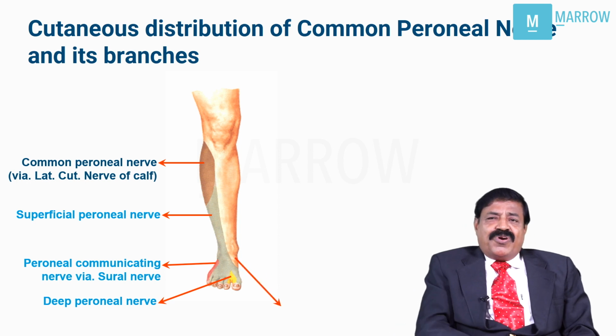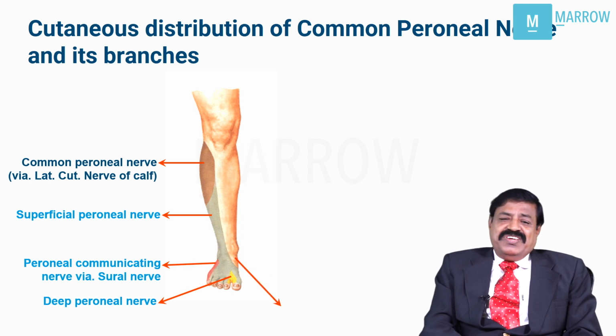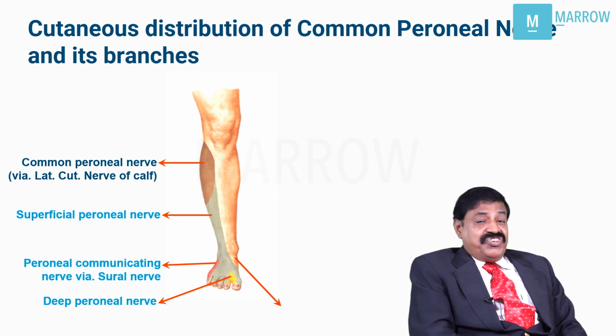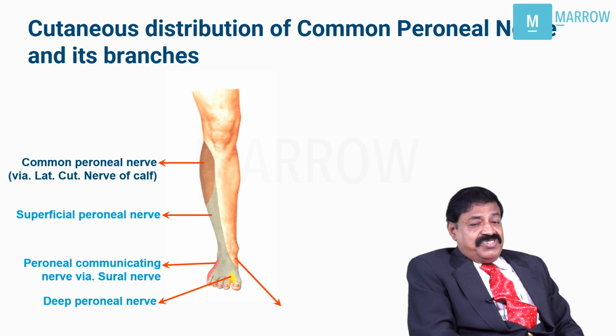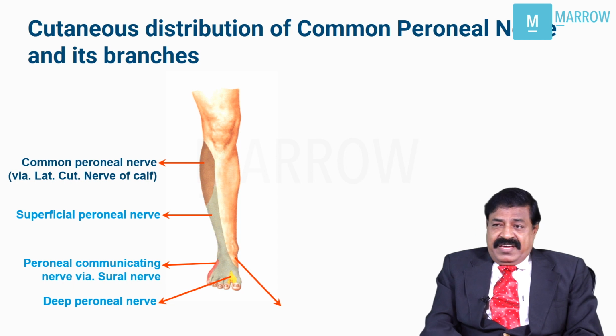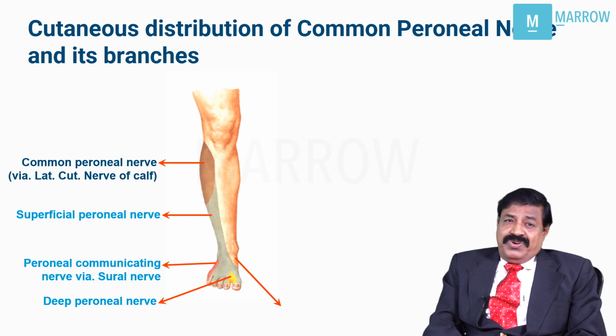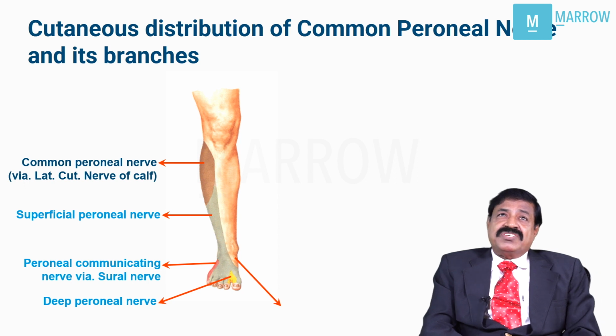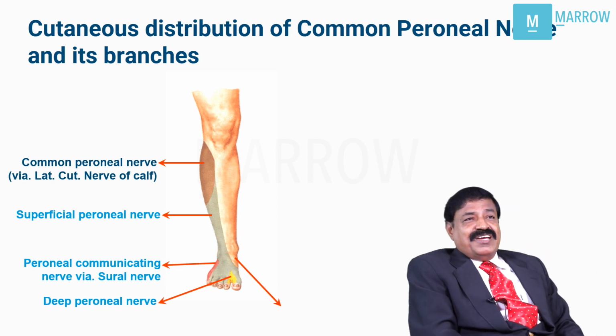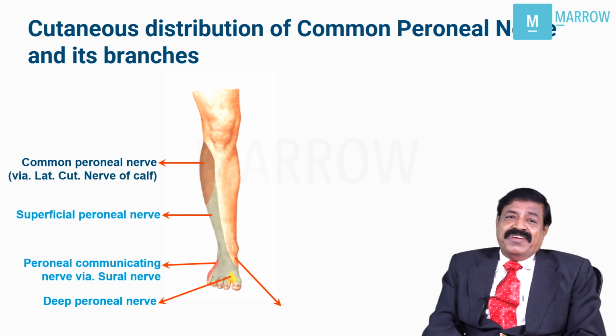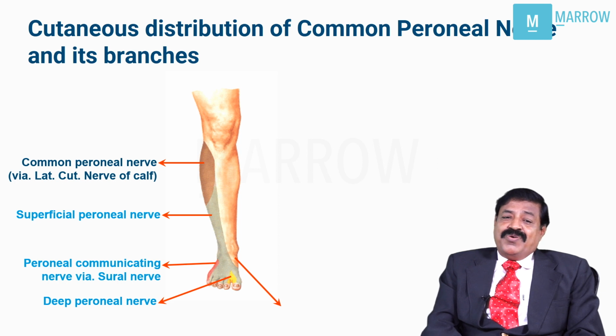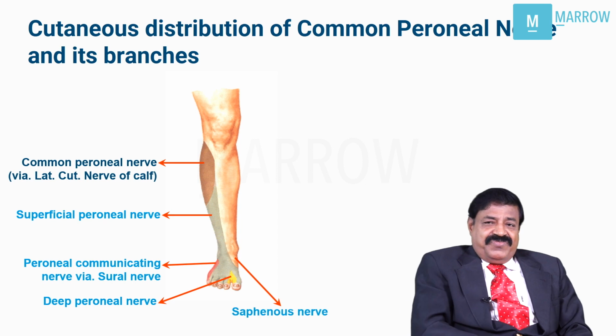The medial border of the foot is innervated by which nerve? Do you remember? We have seen this nerve right from the root of the thigh, the longest cutaneous nerve arising from the femoral nerve. We have seen this nerve passing through the adductor canal, then descending along the medial aspect of the knee, then running further down to reach the medial border of the foot. Saphenous nerve.